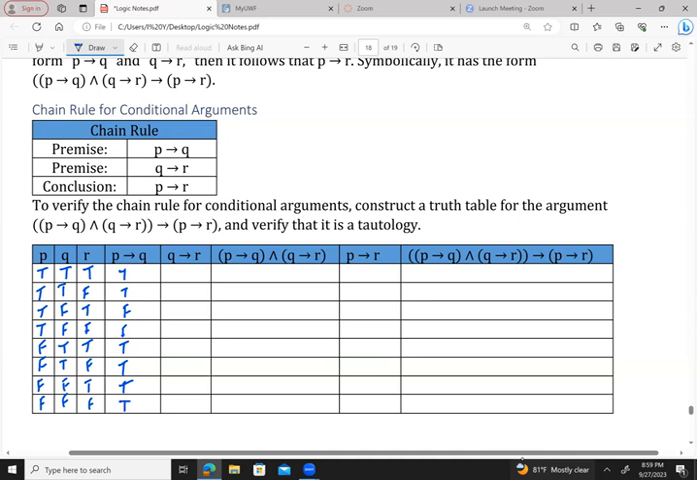True, true. That's false. If Q, then R. So I'm looking at Q and R. And when is Q true and R false? That's here. So it's false here and here. And everywhere else it's true.